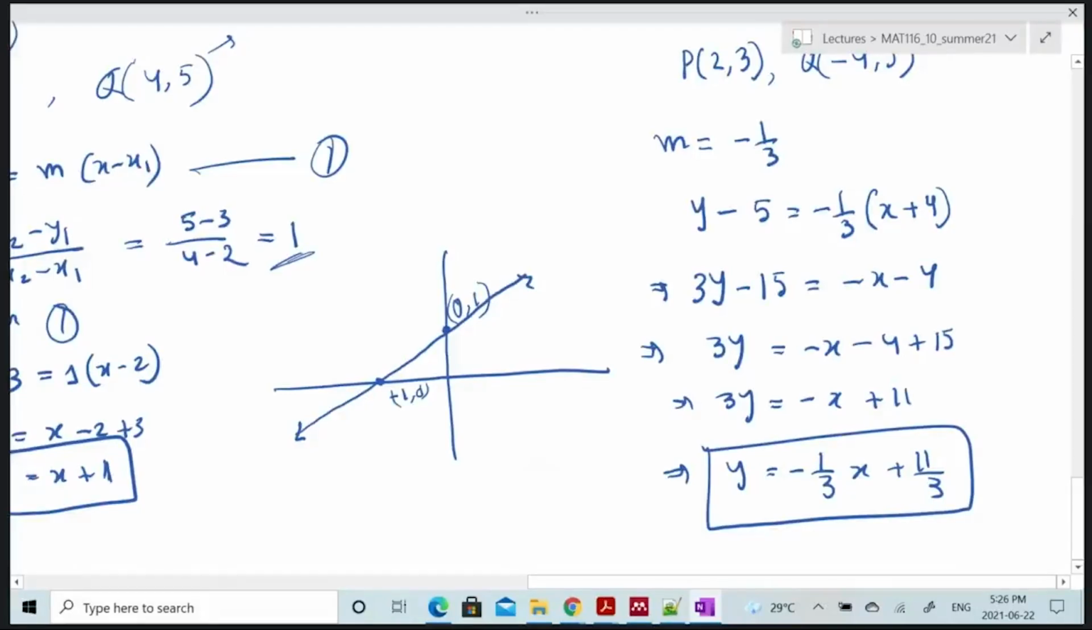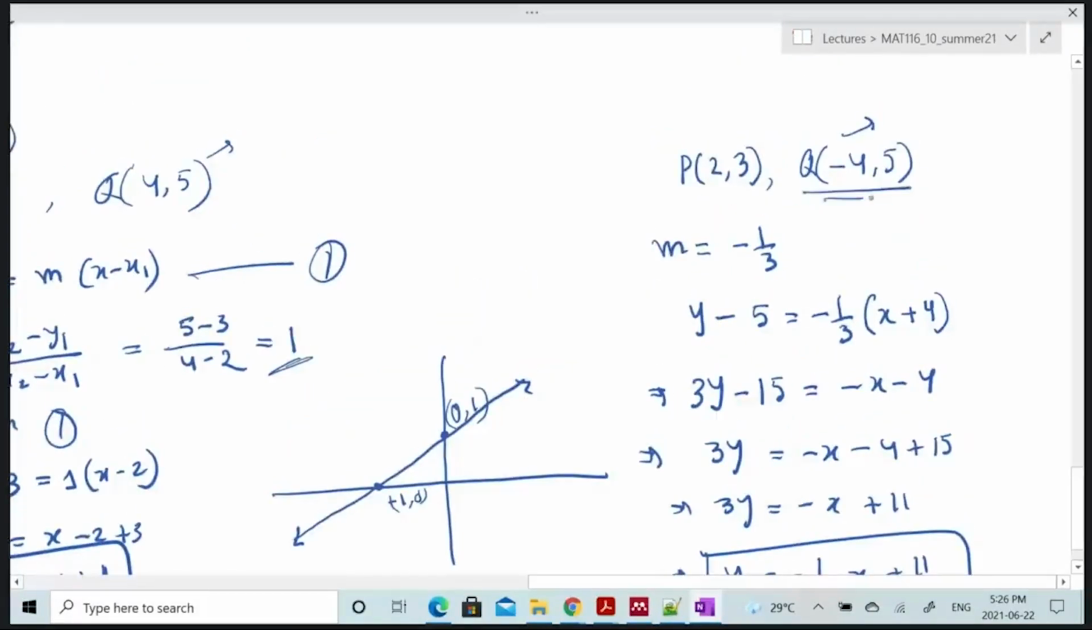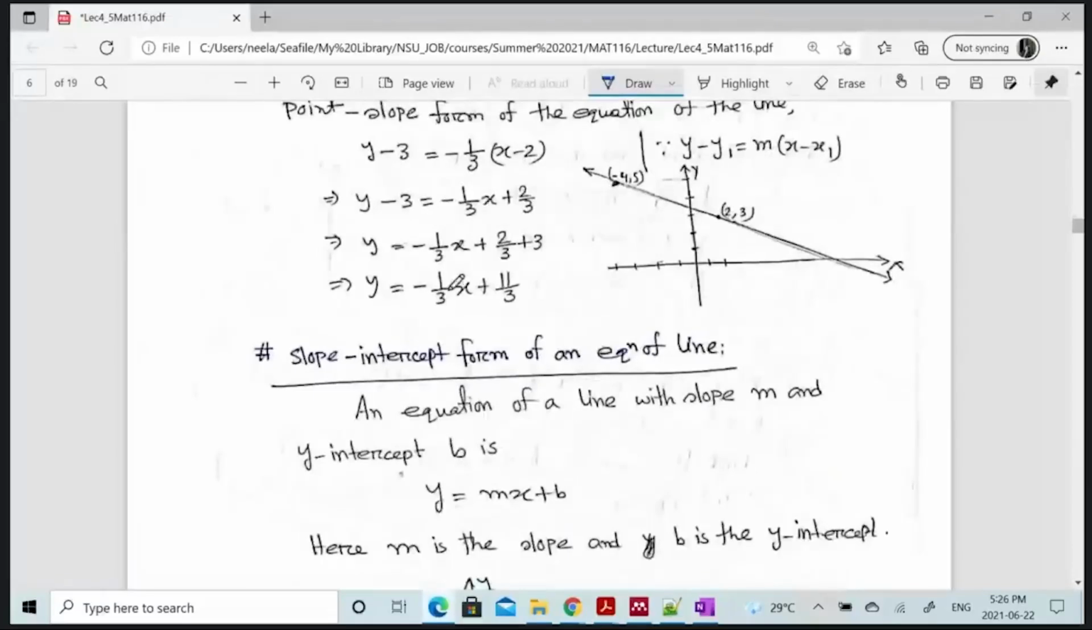You had picked this point, but in the lecture notes the P point is picked, and you will see both of them are the same. You get the same equation. All right? Yes, ma'am.